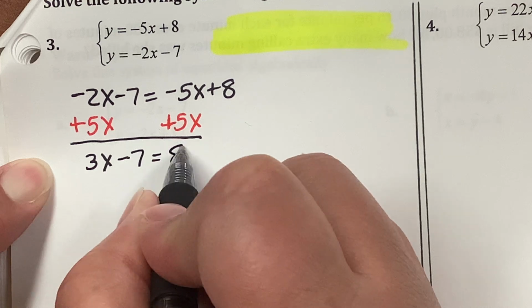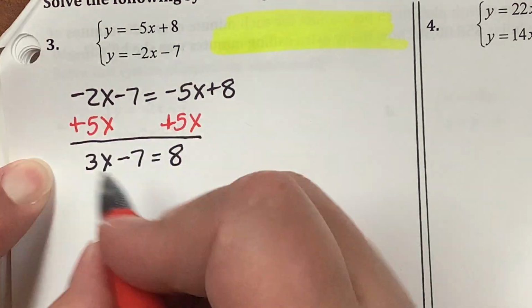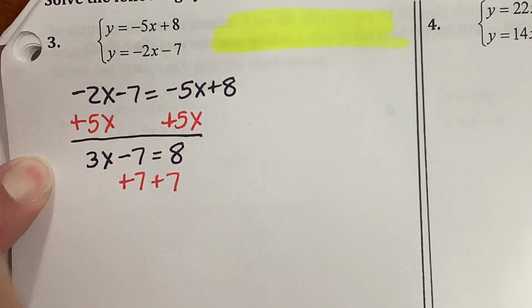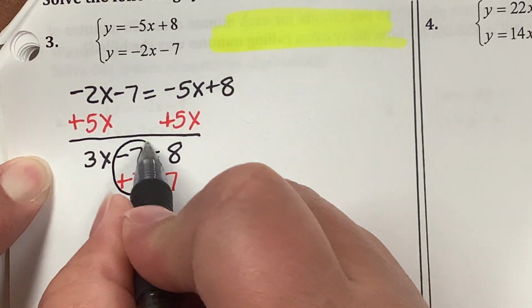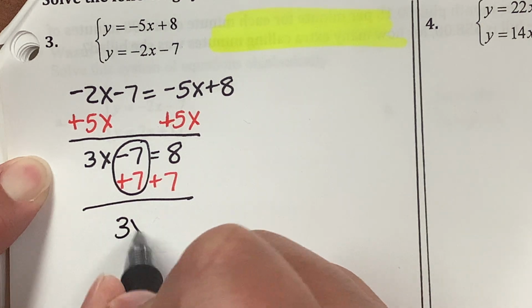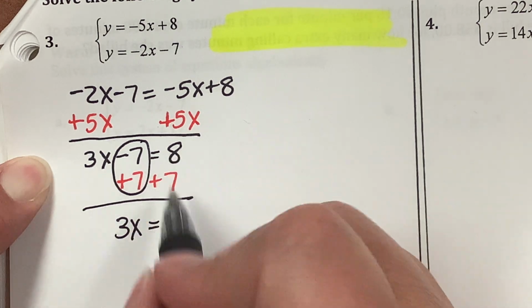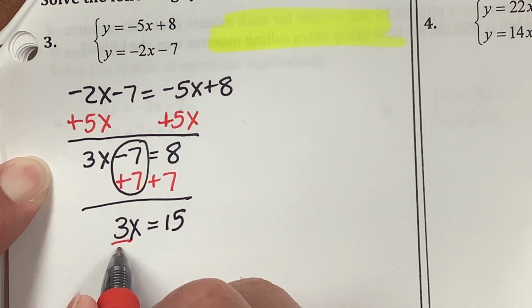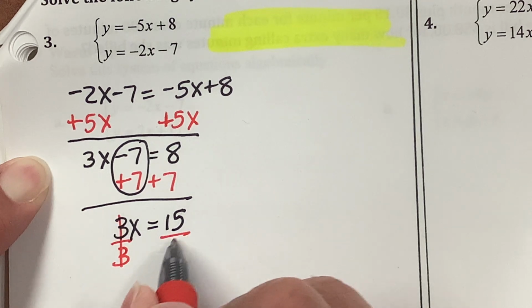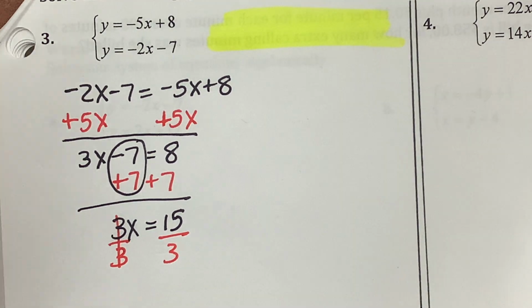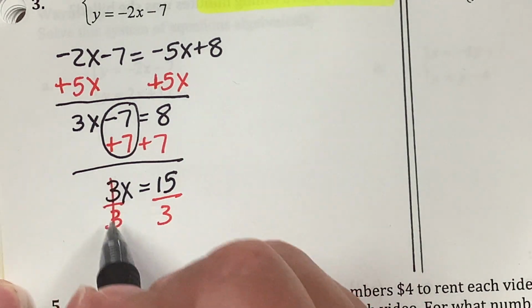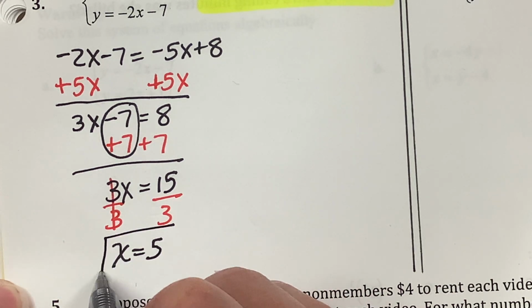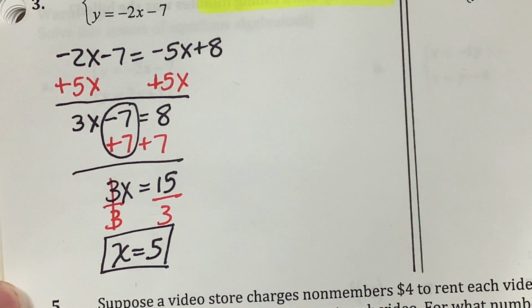-7 equals 8. All right, the inverse of -7 is positive 7, so you add 7 to both sides. -7 and positive 7 is 0. Bring down the 3x and the equal sign, and 8 plus 7 is 15. Okay. 3x divided by 3 and 15 divided by 3. If you do it to one side, you do it to the other. 3 divided by 3 is 1x. 15 divided by 3 is 5. Put a box around it because x is 5, and it's a beautiful thing.